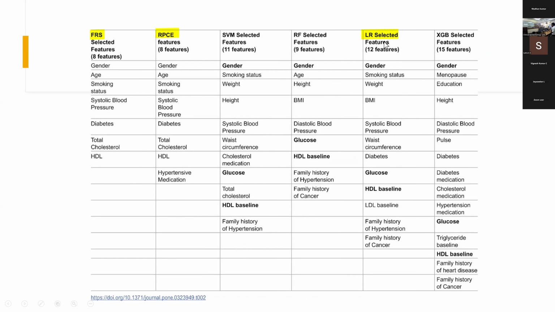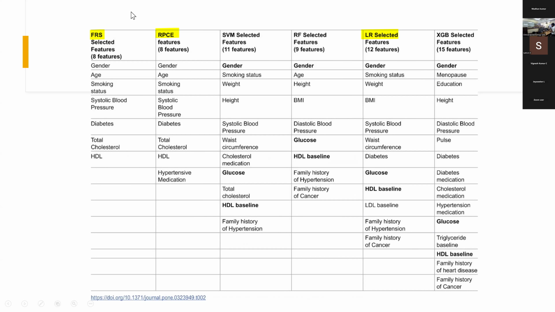So say, for example, the logistic regression had predominant weightage to gender, glucose value, and HDL value at baseline. The SVM model had high value given to gender, glucose, and HDL at baseline. And the XGB model also again seems to have had a high impact of gender, glucose, and HDL at baseline.